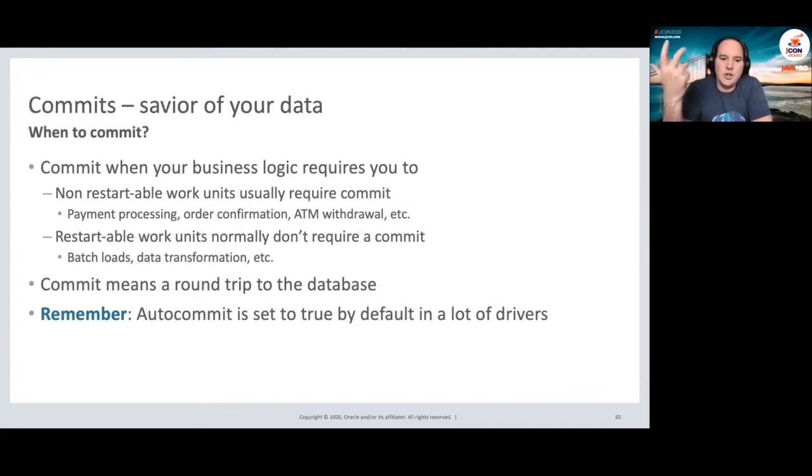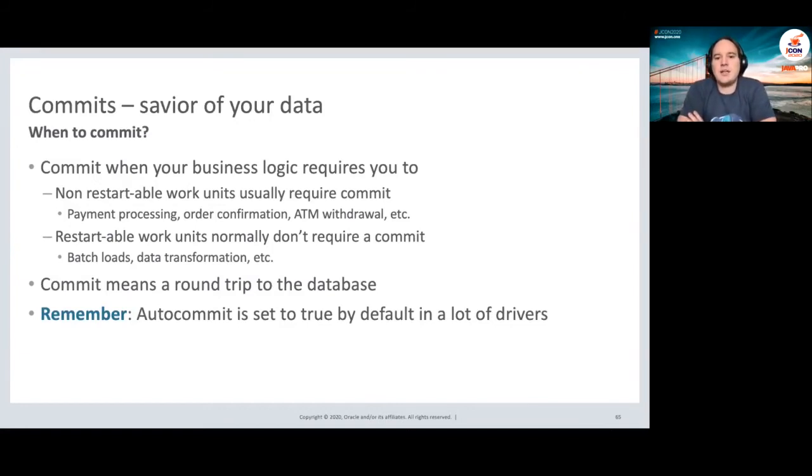Usually what happens in the world out there, if you have a non-restartable work unit, is that's where you have to commit every row. A very good example is an ATM, a money withdrawal from the machine. You really don't want the customer to put in his debit card, type in the PIN, get some money out, and then hopefully 9,999 other people will also show up to withdraw money before he or she gets the money out.